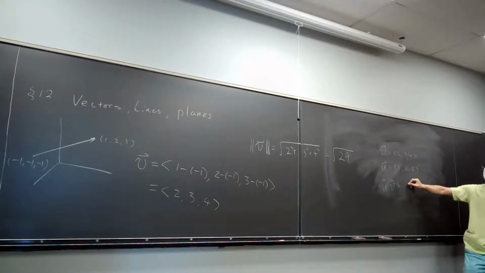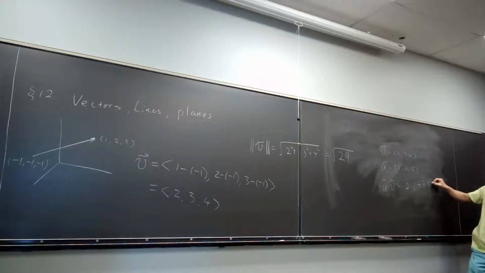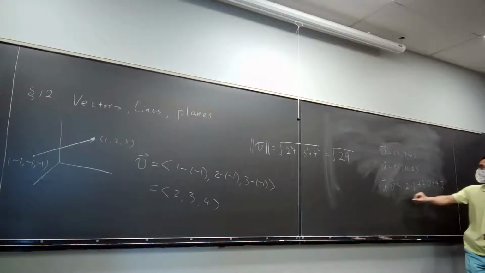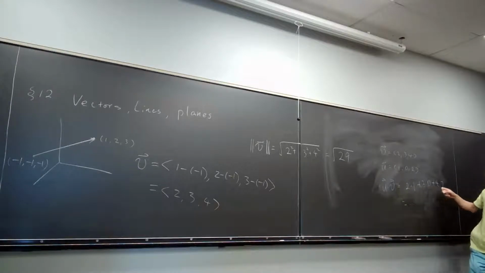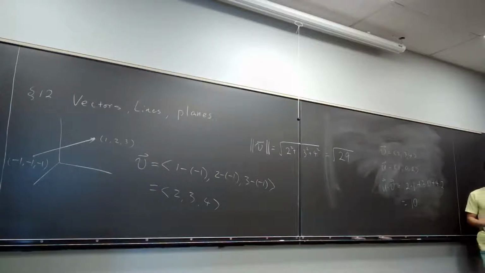2 times 1 plus 3 times 0 plus 4 times 2. Very good. So you will see this is 2 plus 0 plus 8, which is 10. And that's a dot product. Alright?